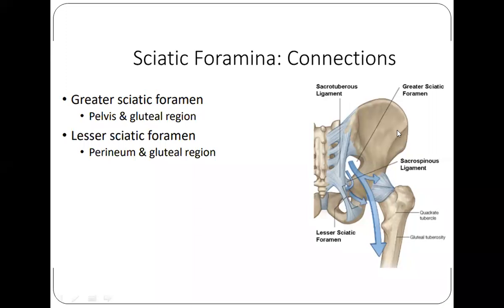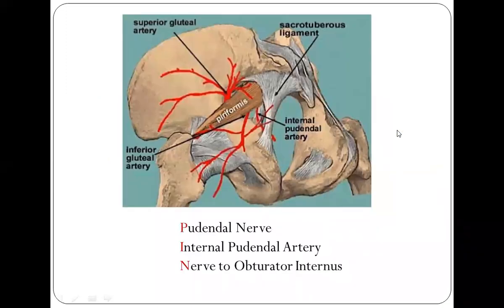Now, these structures, we call them the PIN structures. That PIN is just an acronym that stands for pudendal nerve, internal pudendal artery, and nerve to obturator internus. So you can see the course in this diagram. You can see how the PIN structures are winding around the ischial spine.